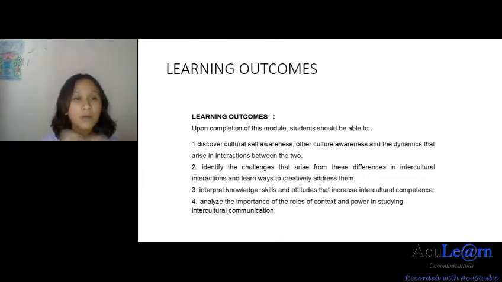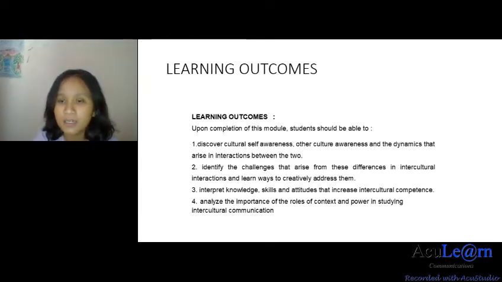So it's important to study intercultural communication because to communicate with different cultures, you have to understand them, you have to understand the community, you don't judge people and so forth. So with this subject, we're going to learn that more.